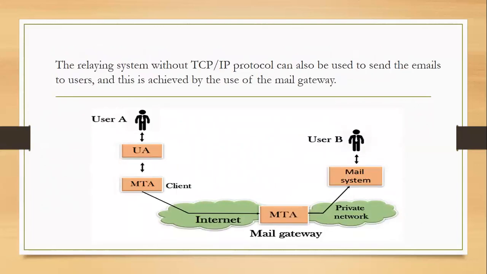Now, the relaying system without TCP/IP protocol can also be used to send the mail to the user. That is achieved by the use of a mail gateway. So here is the new concept, that is gateway. A gateway is used when we communicate between different networks. There is one private network and one common network, so we can communicate with the help of a gateway. So if the client is of the common network and the server is of the private network, then it is possible.